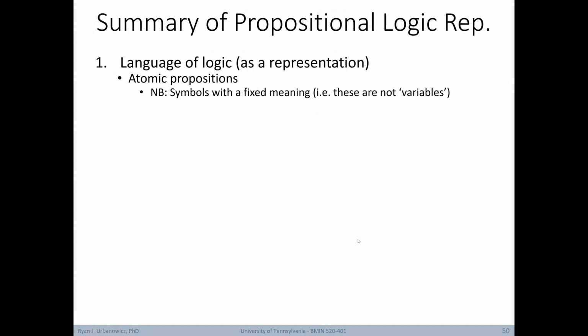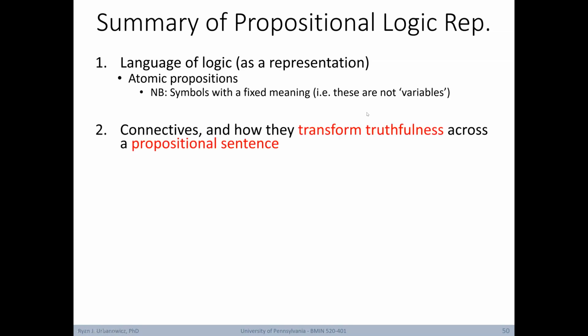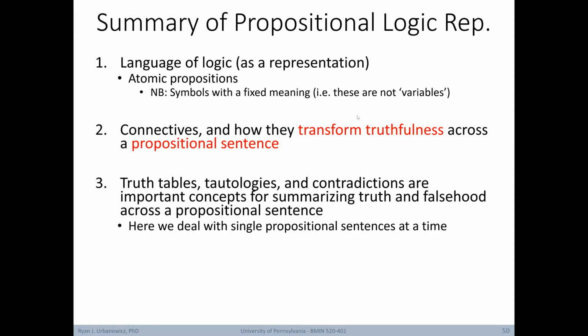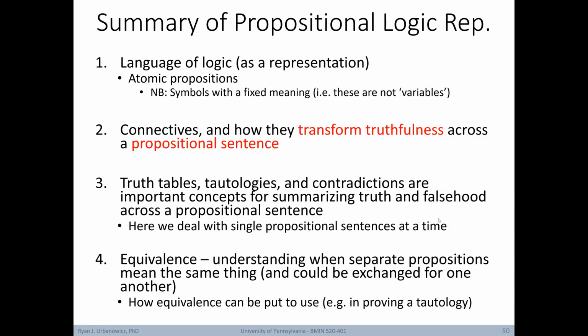We've covered a lot today, so let's summarize what we've learned in propositional logic representation. We learned about the language of logic as a representation, covering atomic propositions, which are symbols with a fixed meaning that are not variables. We also learned about connectives and how they transform truthfulness across a propositional sentence. Next, we learned about truth tables, tautologies, and contradictions, and how they're important concepts for summarizing truth and falsehood across a propositional sentence. We started by dealing with a single propositional sentence at a time. Next, we learned about equivalence, and learned when separate propositions mean the same thing and can therefore be exchanged for one another. We then showed how equivalence can be put into practice with logic calculus, proving a tautology.